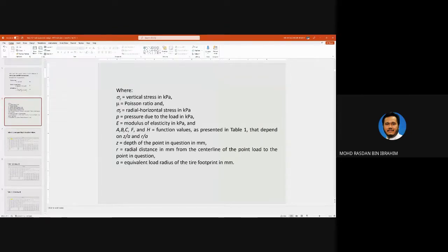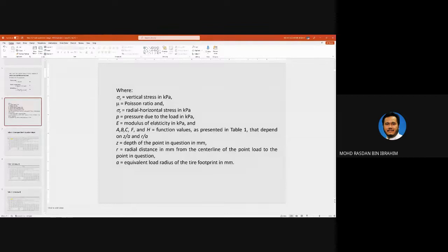Okay. Delta R is the radial horizontal stress in kPa. And P here is the pressure due to the loading, the small p, in kilopascal. E is the modulus of elasticity of the mix in kPa.